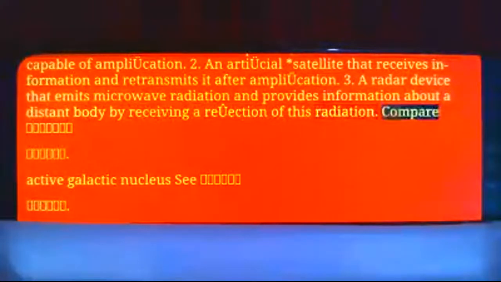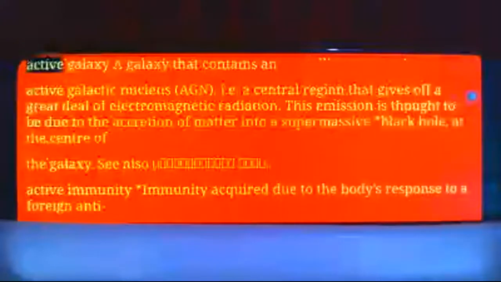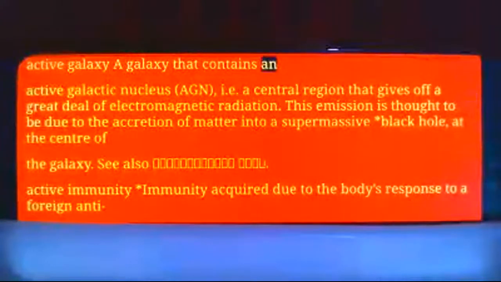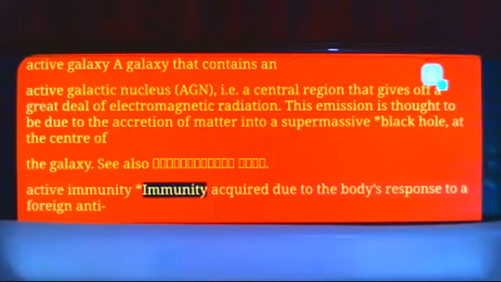Compare passive device. Active galactic nucleus: see active galaxy. Active galaxy: a galaxy that contains an active galactic nucleus (AGN), i.e. a central region that gives off a great deal of electromagnetic radiation. This emission is thought to be due to the accretion of matter into a supermassive black hole at the center of the galaxy. See also: active immunity, immunity acquired due to the body's response to a foreign antigen.